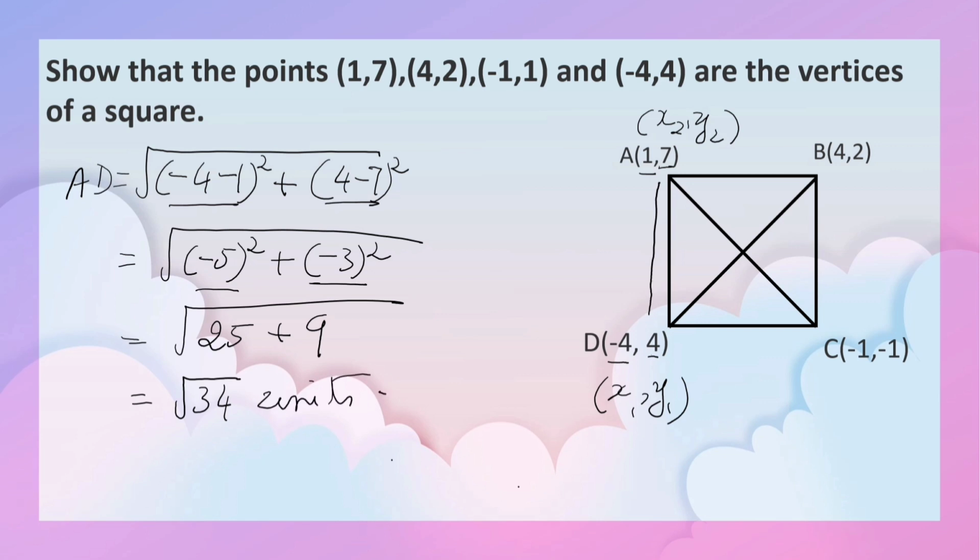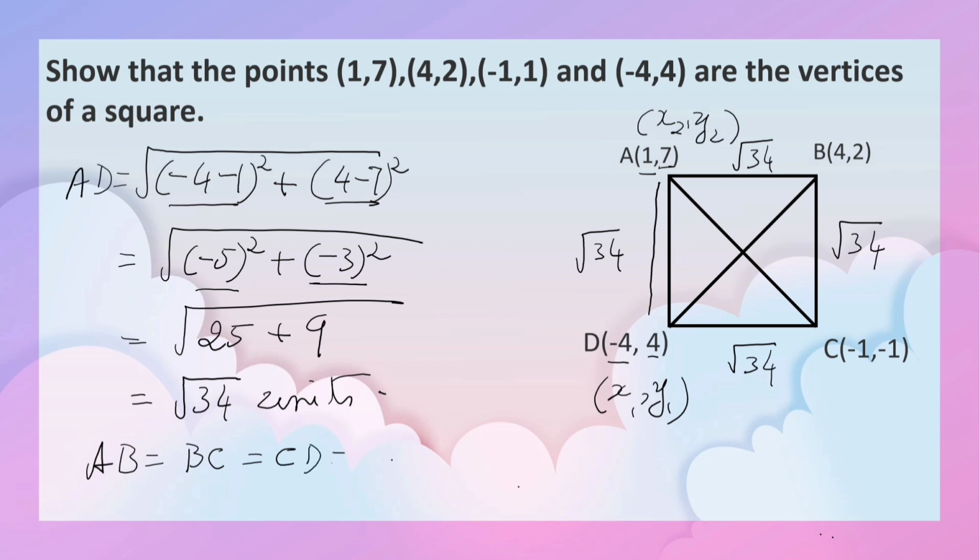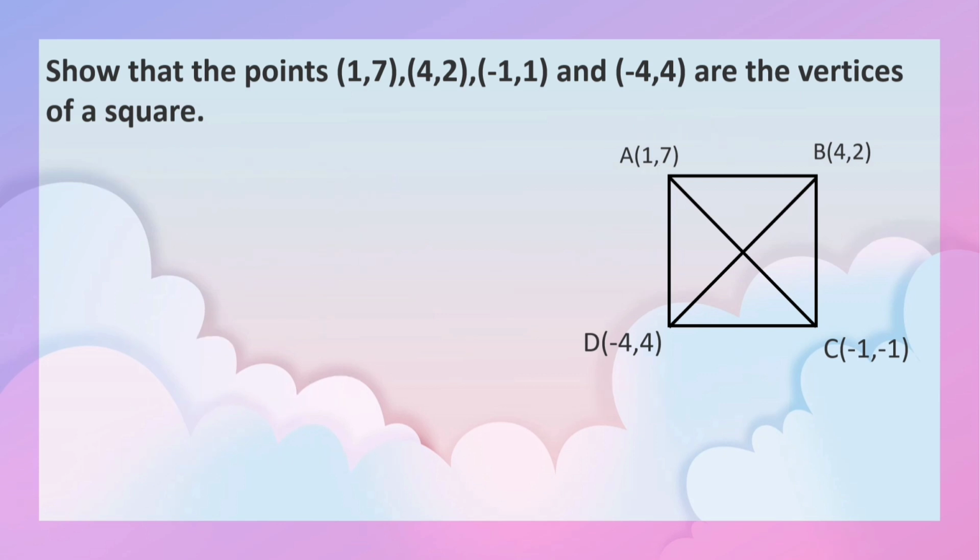Here we have observed that AB is equal to square root of 34 units. BC is also square root of 34 units. CD also square root of 34 units. AD also square root of 34 units. So now we have AB is equal to BC is equal to CD is equal to DA. So all sides are equal.